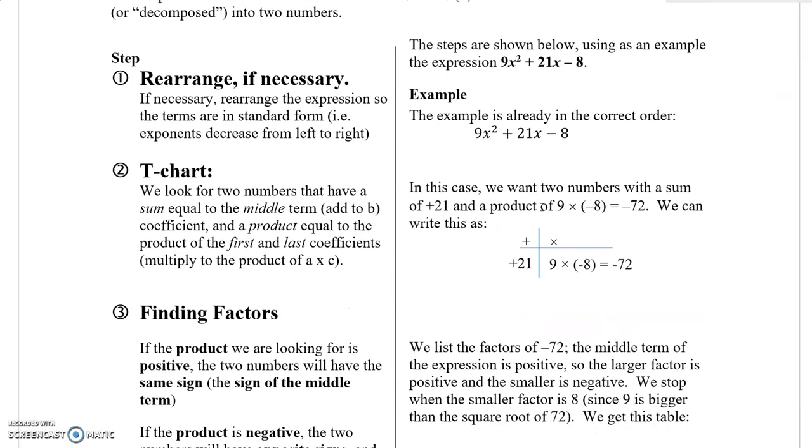So you can see here that we're writing two numbers that add to the middle term, which is 21, and multiply to the a term times the c term. Remember, the sign in front of the term matters. So in this case, it's 9 times -8. So they need to multiply to negative 72.